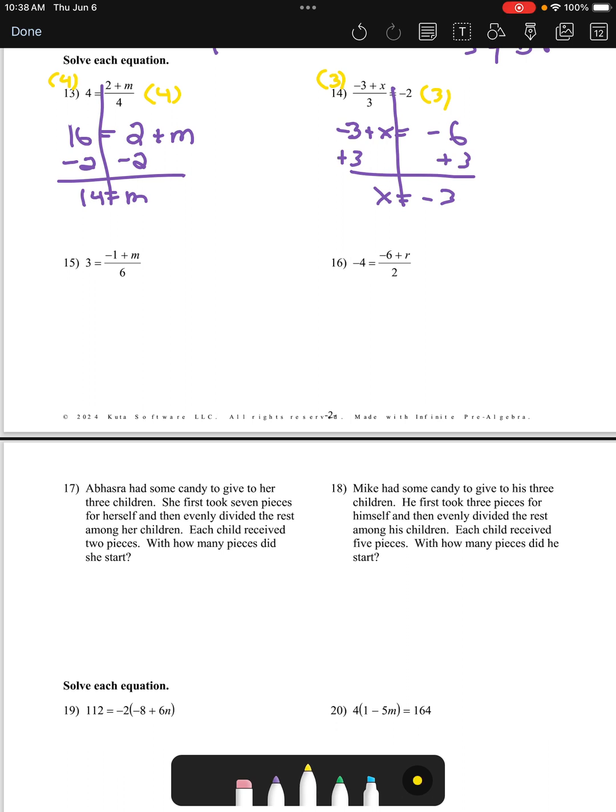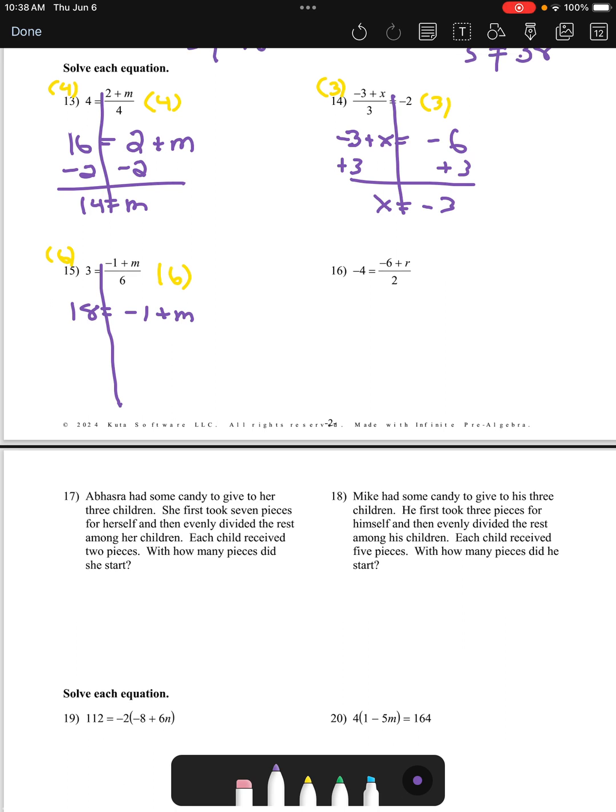Feel free to pause the video and attempt 15 and 16. In number 15, we're going to multiply both sides by 6. That results in 18 is equal to negative 1 plus m. We then add 1 to both sides to get 19 is equal to m.